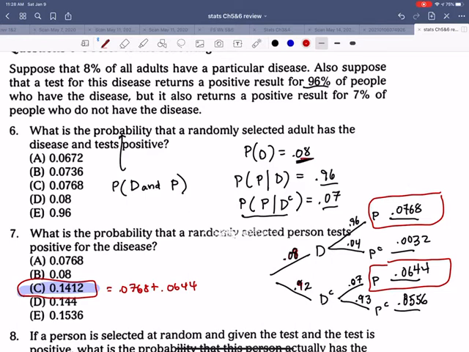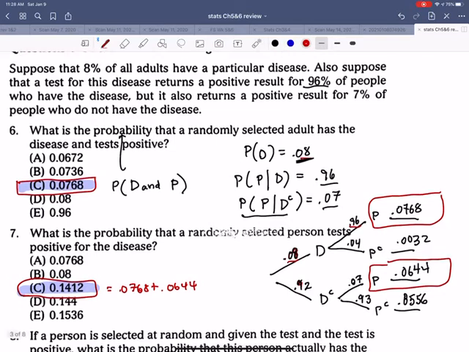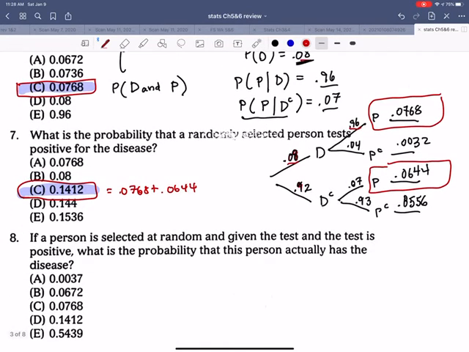Okay, so going back to question number 6, what is the probability that a randomly selected adult has the disease and tests positive? So has the disease and tests positive, well, that is this number here, C. Now we can use this same idea of theory. We know that we were able to multiply these two because of the information provided. Make sense?